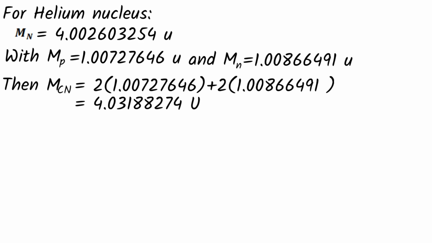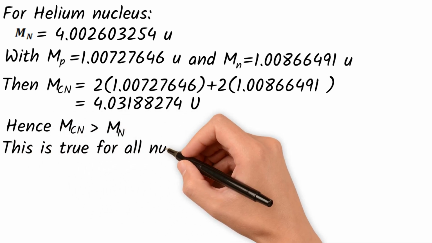And if we compare the Mcn value to the Mn value, we realize that Mcn is greater than Mn. That is, the sum of the masses of the constituent nucleons that make up the nucleus of a helium atom is greater than the mass of the nucleus of the atom itself. It looks simple, but the question arises: how can the sum of the masses of the particles that make up a nucleus be greater than the mass of the nucleus itself? What we would normally expect is that the sum of the masses of the particles that make up the nucleus should be equal to the mass of the nucleus. But in this case, it's greater. There is a reason for this, which we are going to see very soon. Now, this is not only true for helium, it is true for all nuclei.